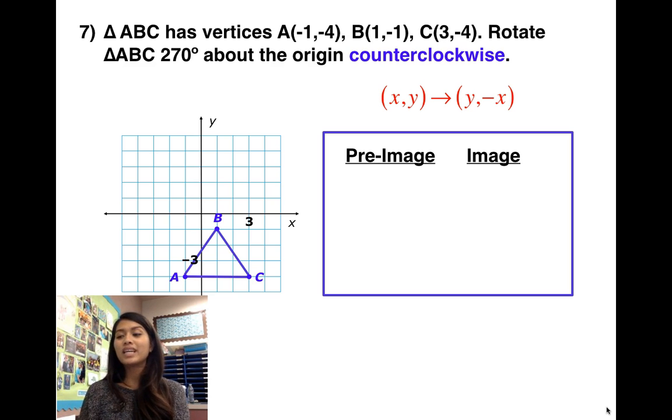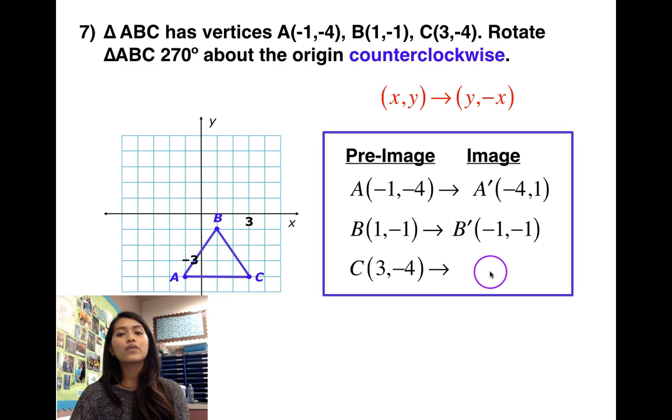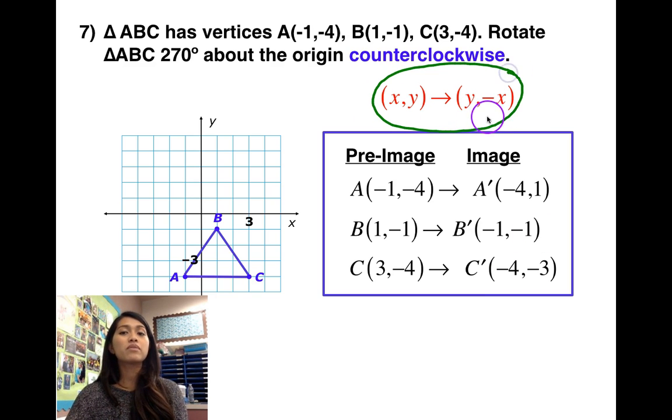Okay, so let's see how well we did. Hopefully you went ahead and wrote down the coordinate pair for A, which is -1, -4, and figured out that A prime is going to leave you with -4, 1. B is 1, -1. Here it's given in the instructions, and hopefully you came to the conclusion B prime is -1, -1. For C, which was 3, -4, hopefully you came to the conclusion that C prime is -4, -3, all of which these points were derived from this coordinate rule.